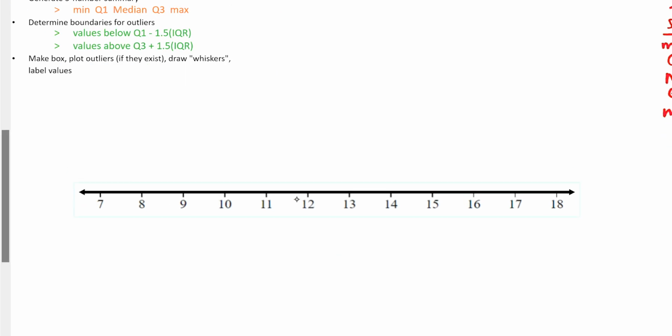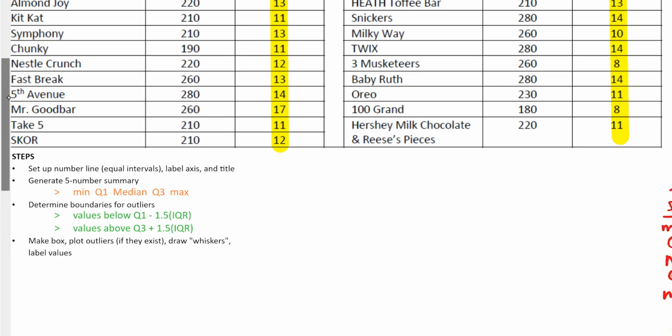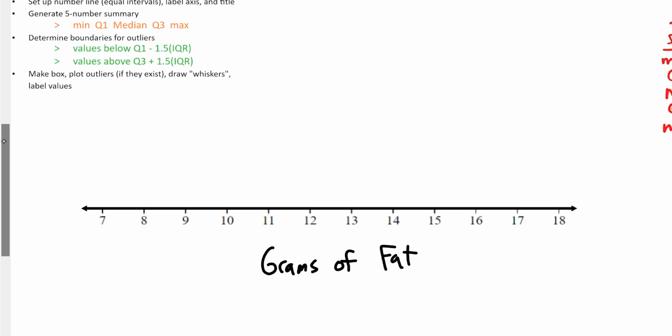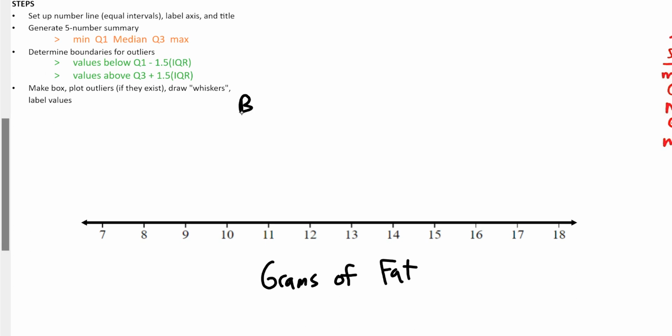I'm going to label it. I'll put a title and label, but the bottom it's going to be, what did we say this is? Grams of fat in candy bars. So grams of fat. And my title will be box plot. I like to abbreviate that. It's technically a box and whisker plot, but a lot of times you'll hear it as a box plot of candy bar fat in grams.